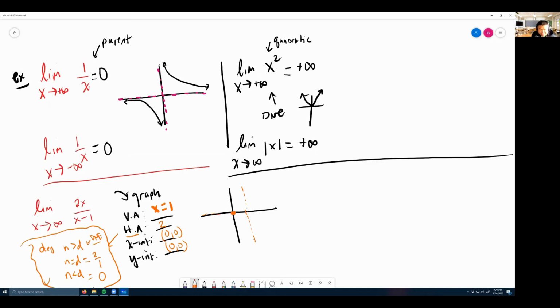Undo, undo. We have a horizontal asymptote at 2. And essentially, it looks like this.